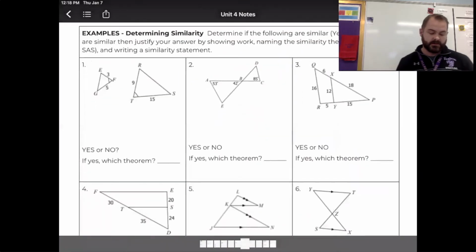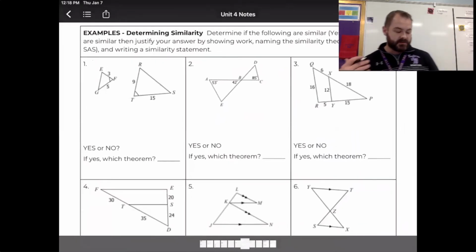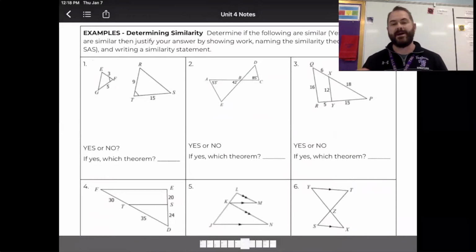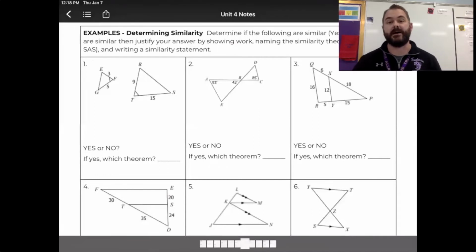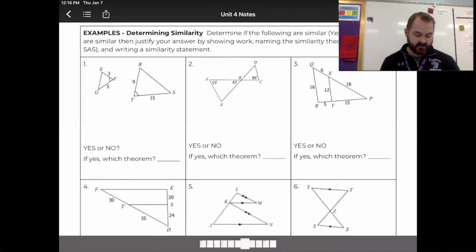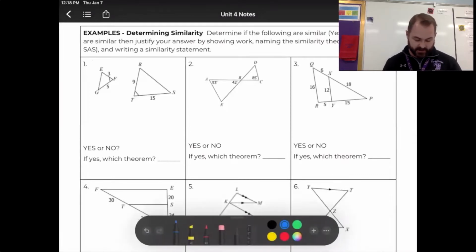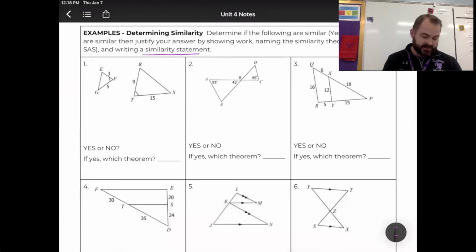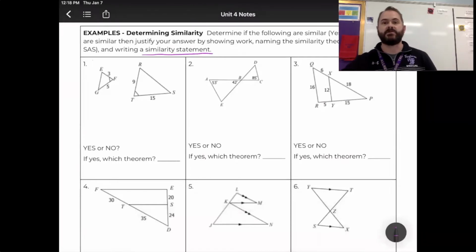So as we move on, let's take a look at our examples. Okay, we want to determine similarity. We are trying to figure out, are they similar or not? We're going to circle yes or no. And if yes, we have to be able to use either AA for angle-angle similarity, or SSS for side-side-side, or side-angle-side. Okay, so in these examples, we're going to determine if they are similar triangles. If they are similar, we're going to justify it by showing work and establishing which of these similarity theorems we can use. And we're going to write a similarity statement. That's the last part here, and it is really important that we do that. Okay, we're going to write a similarity statement. Triangle ABC is similar to the other triangle.